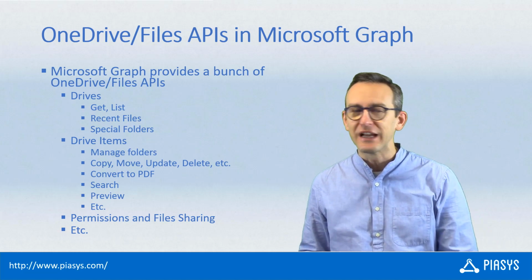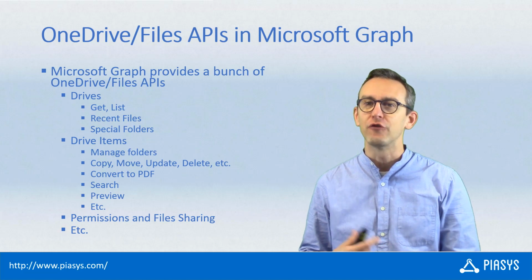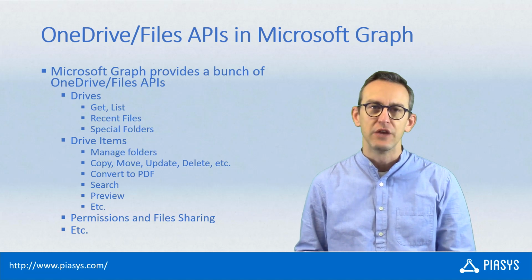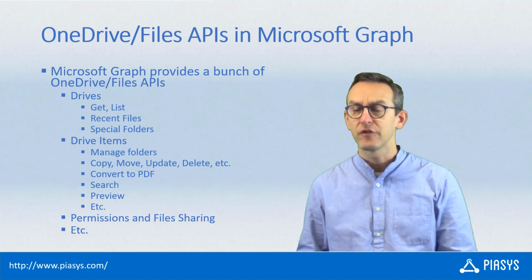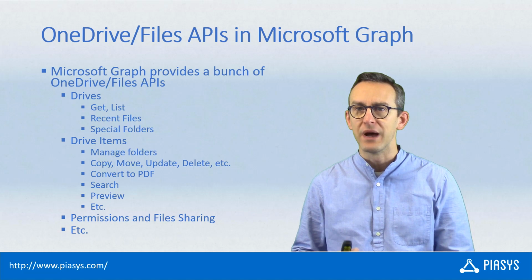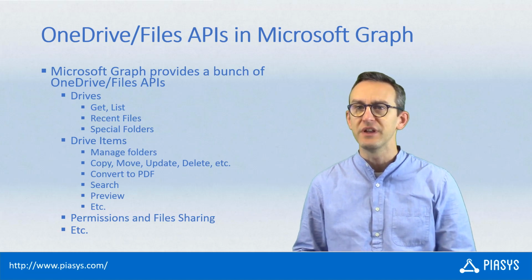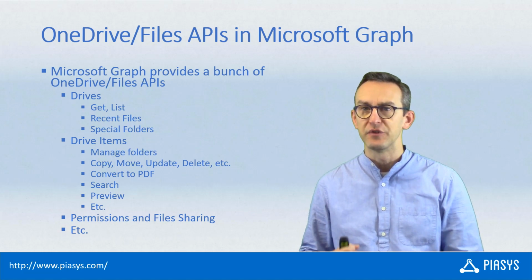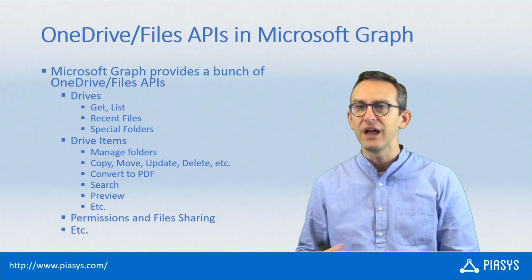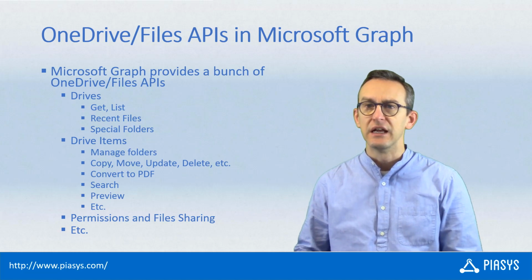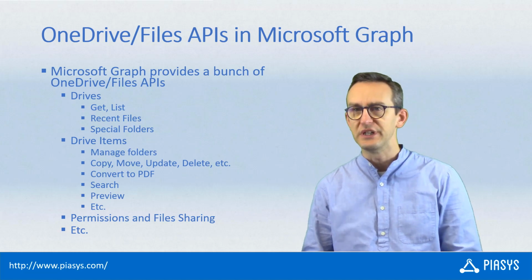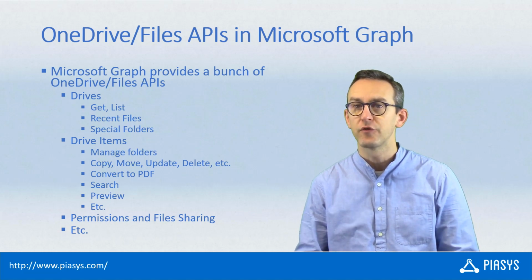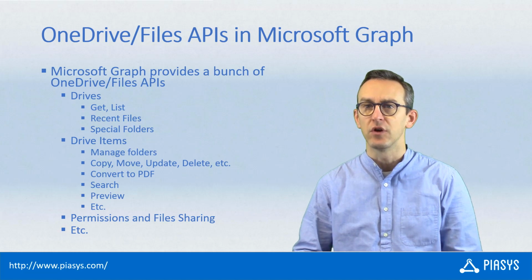And the topic of this week will be consuming OneDrive for Business through the Microsoft API within the context of SharePoint Framework. So we know that with Microsoft Graph, we can consume a bunch of APIs targeting OneDrive for Business. For example, we can get access to the list of drives that we have. We can get a reference to a specific drive. We can get the files inside of a drive. And we can update, copy, move, convert to PDF those files, as well as get a preview of the files. We can search for them. We can create folders, and so on and so forth.